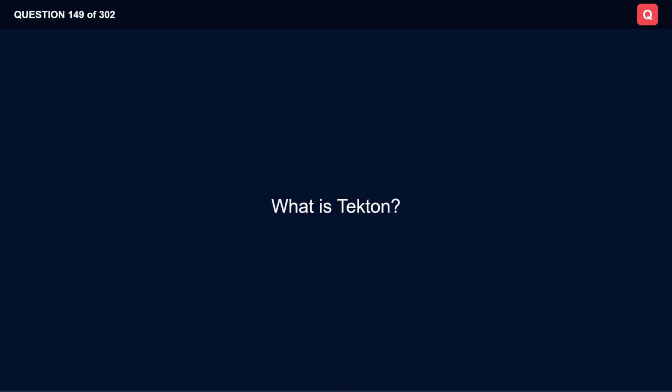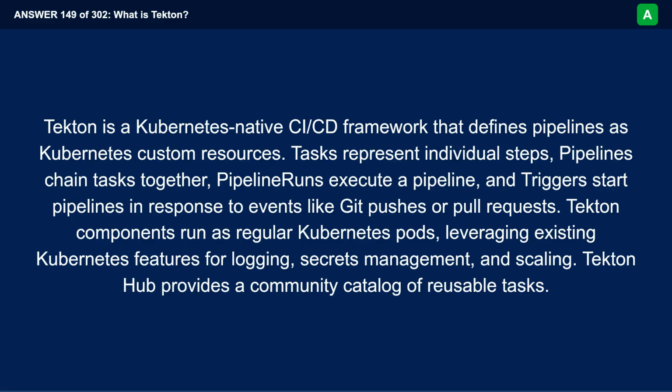What is Tekton? Tekton is a Kubernetes-native CI/CD framework that defines pipelines as Kubernetes custom resources. Tasks represent individual steps. Pipelines chain tasks together, pipeline runs execute a pipeline, and triggers start pipelines in response to events like Git pushes or pull requests. Tekton components run as regular Kubernetes pods, leveraging existing Kubernetes features for logging, secrets management, and scaling. Tekton Hub provides a community catalog of reusable tasks.